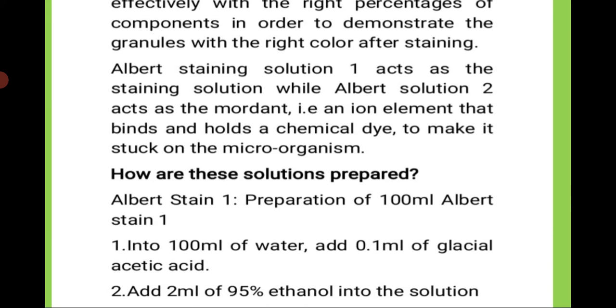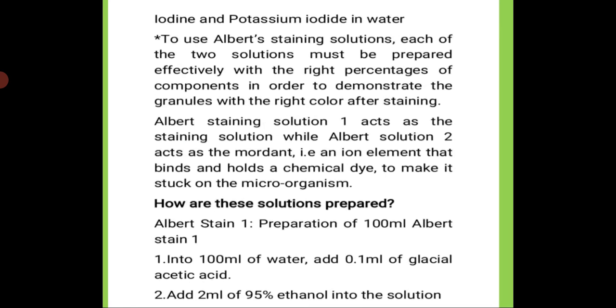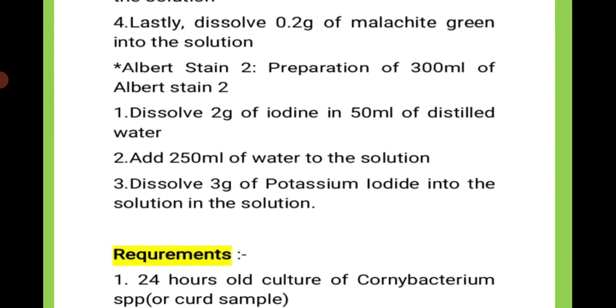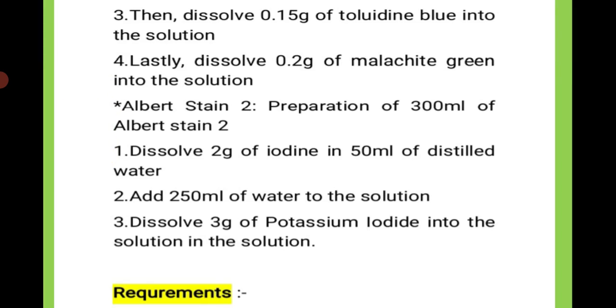Now, the composition of these two solutions. First, the Albert stain first. The preparation of 100 ml Albert stain first: into 100 ml of water, add 0.1 ml of glacial acetic acid, and in this solution add 2 ml of 95% ethanol. Then in that solution dissolve 0.15 gram of toluidine blue O, and lastly dissolve 0.2 gram of malachite green in the solution, and this becomes Albert solution first.